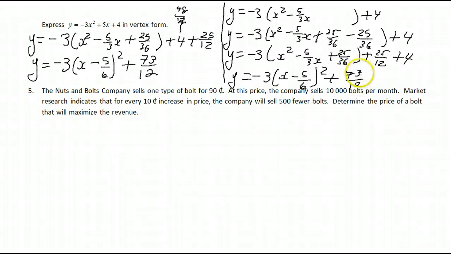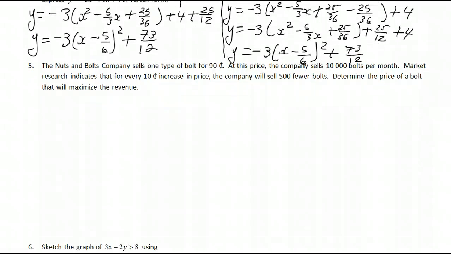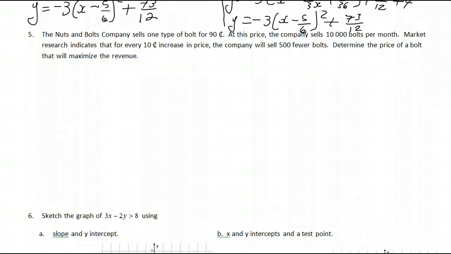Nuts and bolts. Sells one type of bolt for 90 cents. At this price, the company sells 10,000 bolts per month. Market research indicates that for every 10-cent increase in price, the company will sell 500 fewer bolts. Determine the price of a bolt that will maximize revenue. Revenue, how much money you bring in. Revenue is the money you bring in. So it's how much you sell it for times how many items you sell. So it's the cost times the number of items.